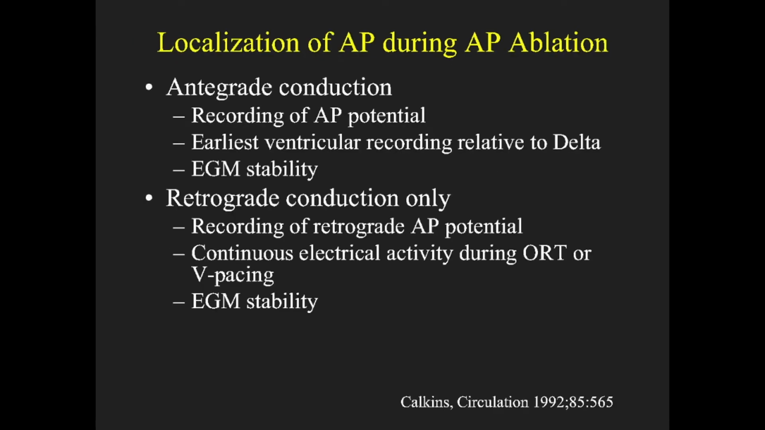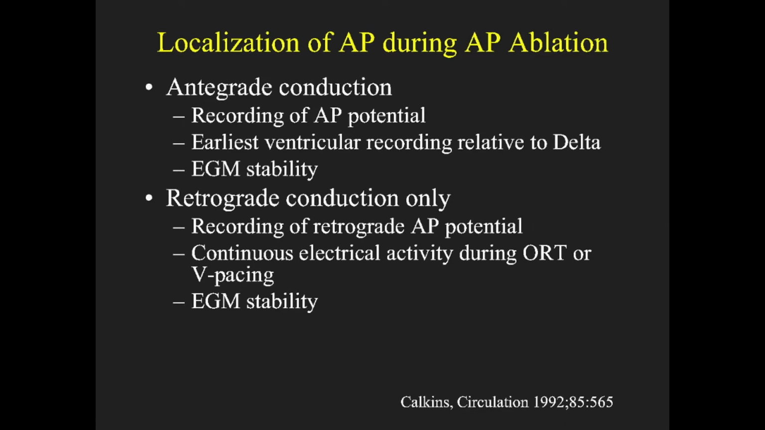When we localize an antegrade pathway, someone with pre-excitation, I tend to do this just in sinus rhythm. Ideally, you record an accessory pathway potential, but what we tend to target is the earliest ventricular recording relative to the delta wave. That's your reference. In this study that was published by Hugh Calkins in the very early days of catheter ablation, when Hugh was at Michigan, electrogram stability was also a predictor of success.